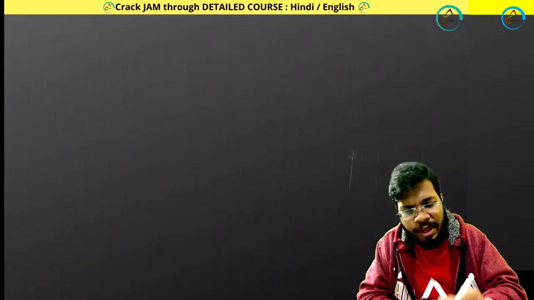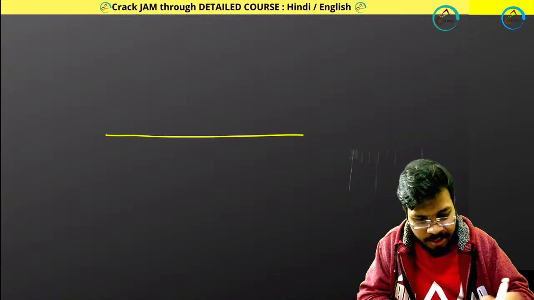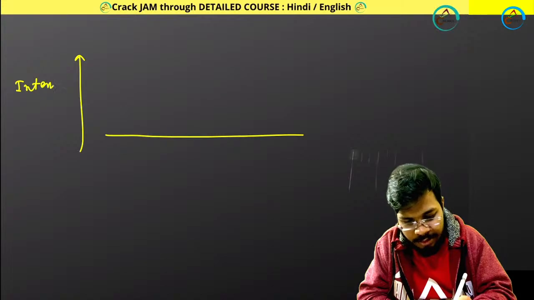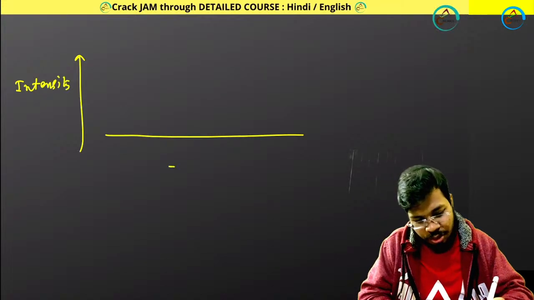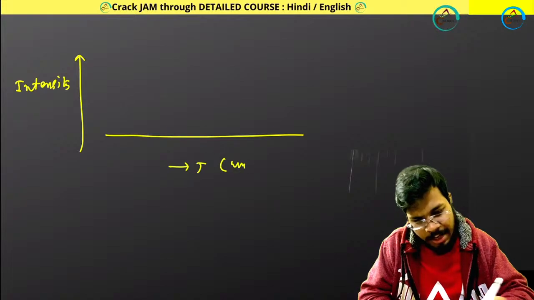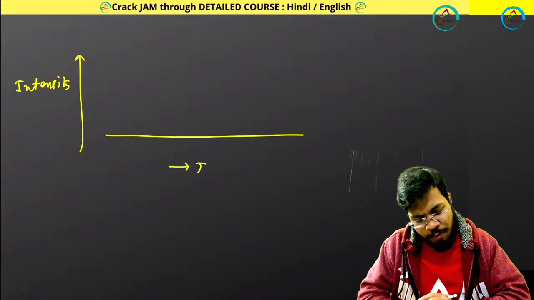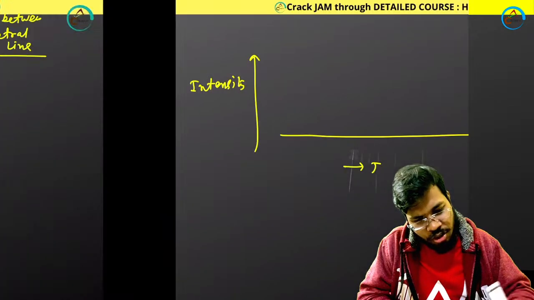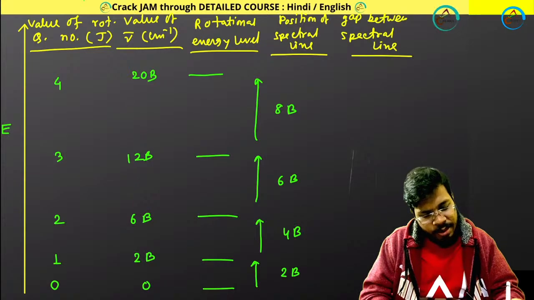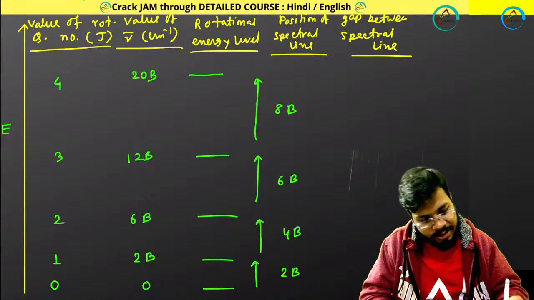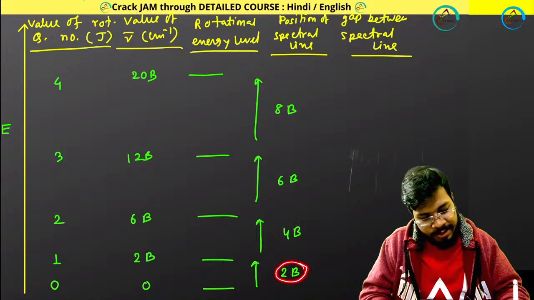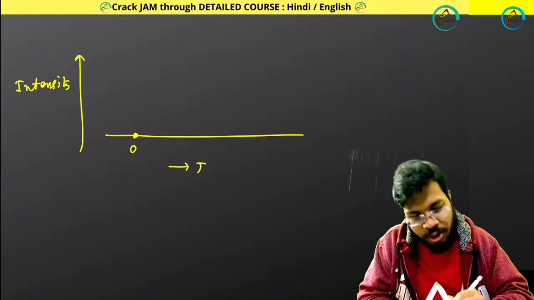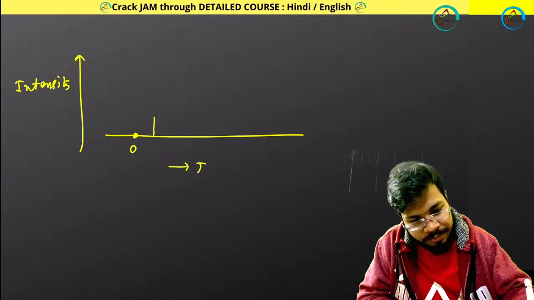Suppose I am drawing a spectral line. How does a spectrum look? Here you show intensity, and here you show the wavenumber in centimeter inverse. Generally, as you go up in J, your energy level keeps on increasing. So first of all, it is the 2B position. Suppose it starts with 0. So 0 to 2B.